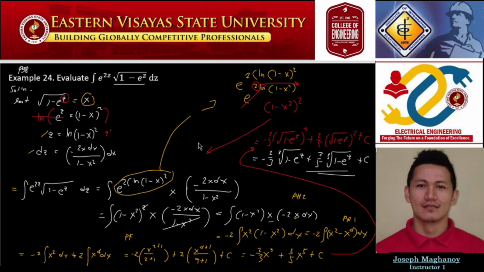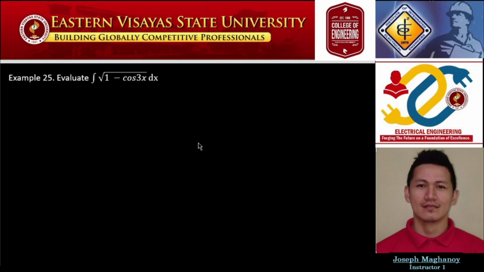Okay, so let's move on to your example number 25. It can be found in your workbook on page 99. Evaluate the integral of the square root of 1 minus cosine 3x dx.